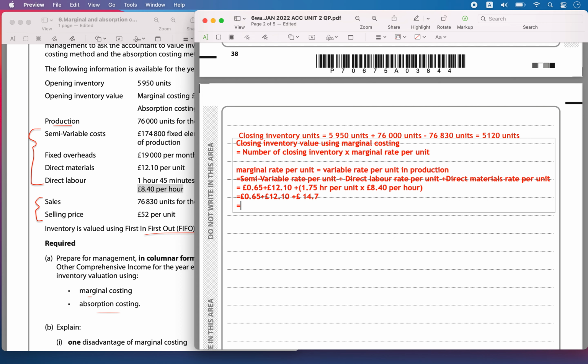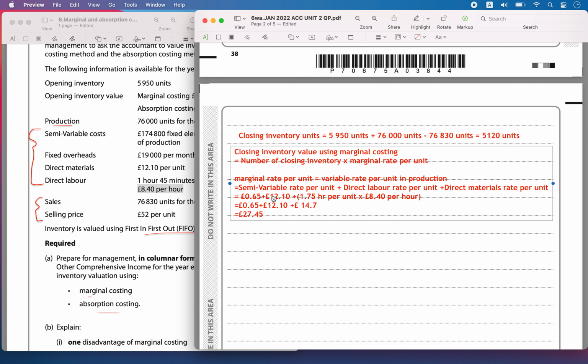Now let's add up the figures and get the marginal rate. So 14.7 plus 0.65 plus 12.10 is going to be equal to 27.45 pounds. So 27.45 pounds is the marginal rate.